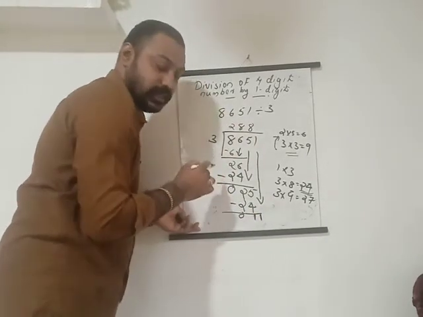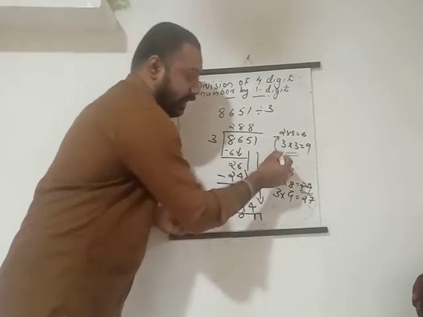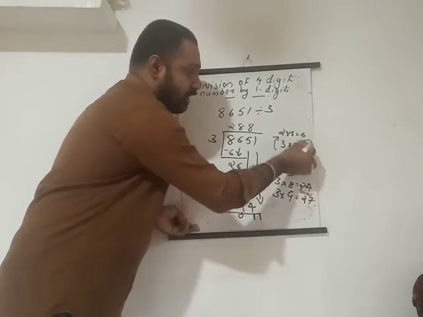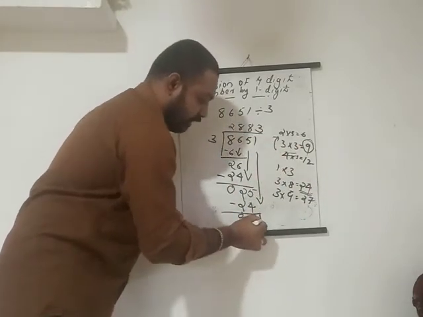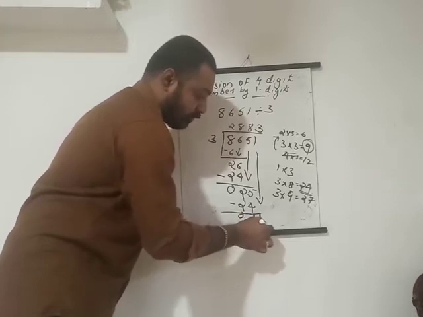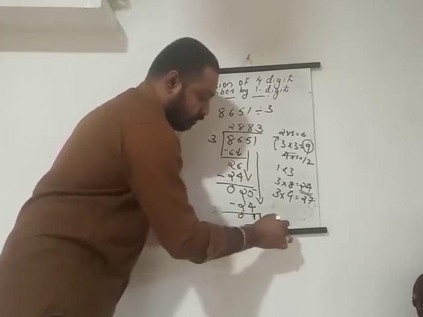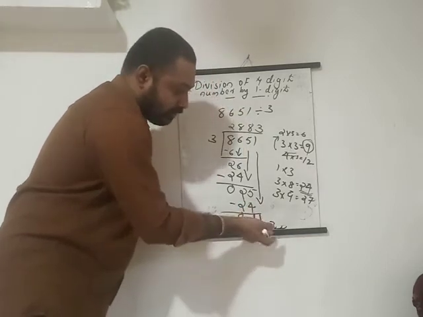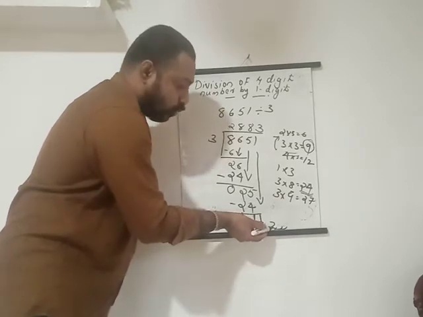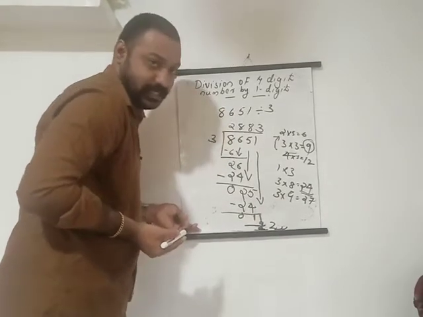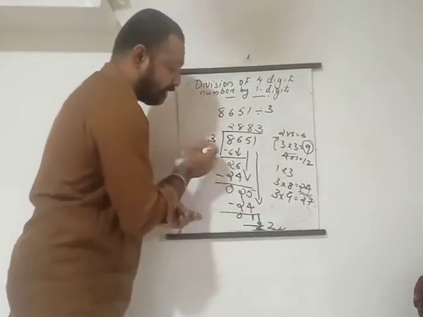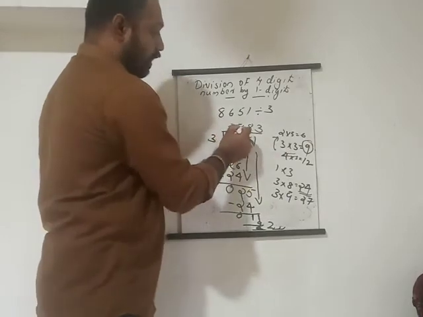You can see that 1 3 is 3, 2 3s are 6, 3 3s are 9, 4 3s are 12. So which one do we have to take? 3 3s are 9. So 11 minus 9, what is the answer? 2. We don't have any other number here, so 2 is our remainder. Our division is over because we cannot divide 2 by 3. So this is our answer, 2883.